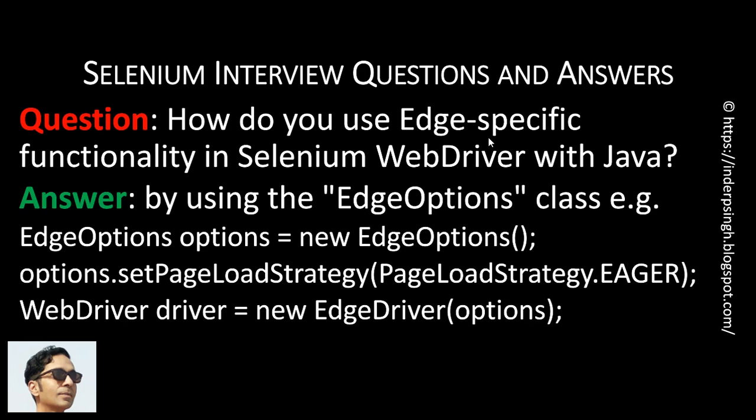How do you use Edge specific functionality in Selenium WebDriver with Java? By using the EdgeOptions class. EdgeOptions options is equal to new EdgeOptions, and options dot setPageLoadStrategy eager, which is a faster strategy, and WebDriver driver is equal to new EdgeDriver, and give the options variable.